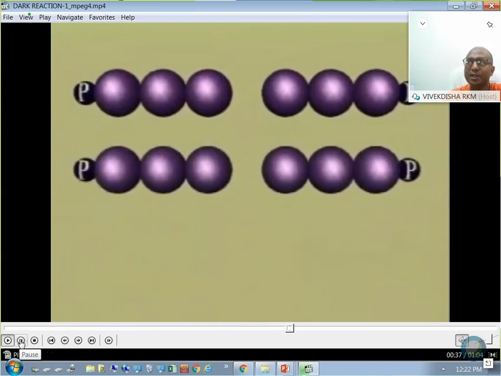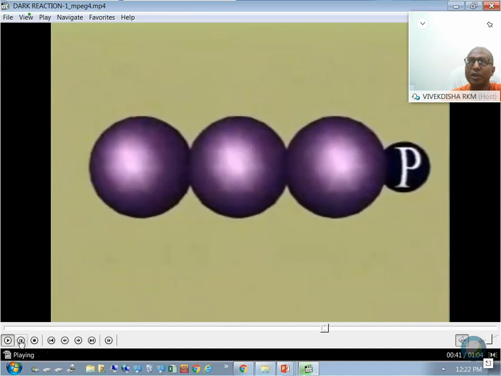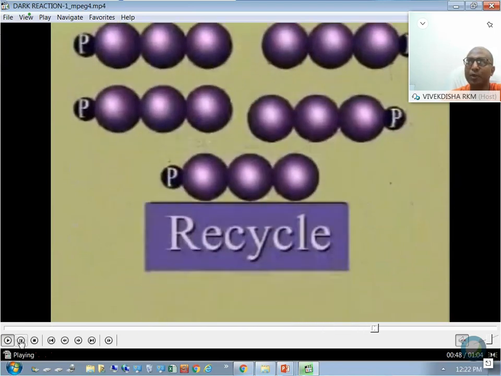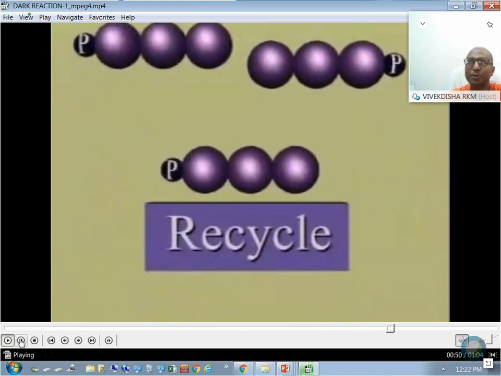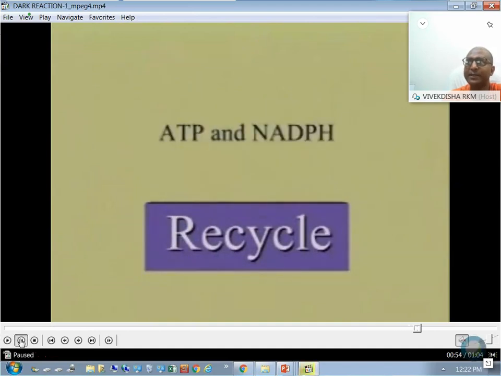So for every 6 molecules of phosphoglyceraldehyde, one molecule will come out of the cycle and start producing glucose. The other 5 will recycle back to produce RuBP. So this is the idea about photosynthesis. From phosphoglyceraldehyde, a plant or protist will produce glucose, and afterwards it is converted to sucrose.